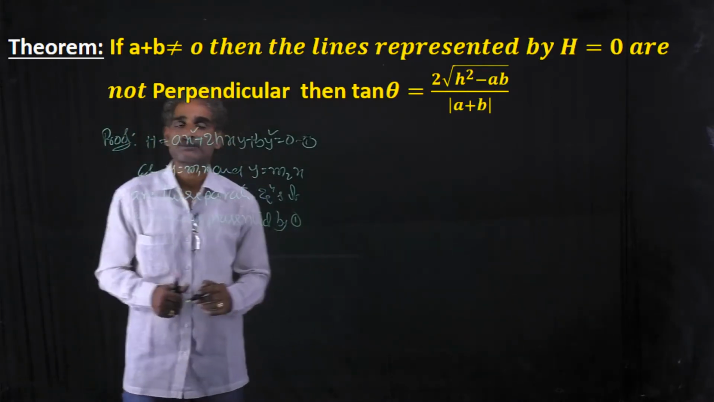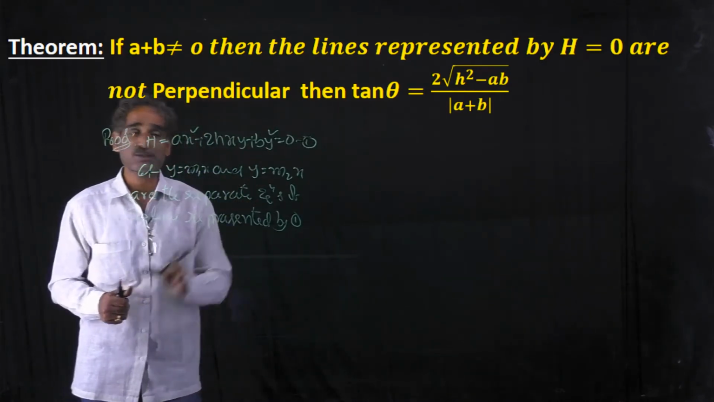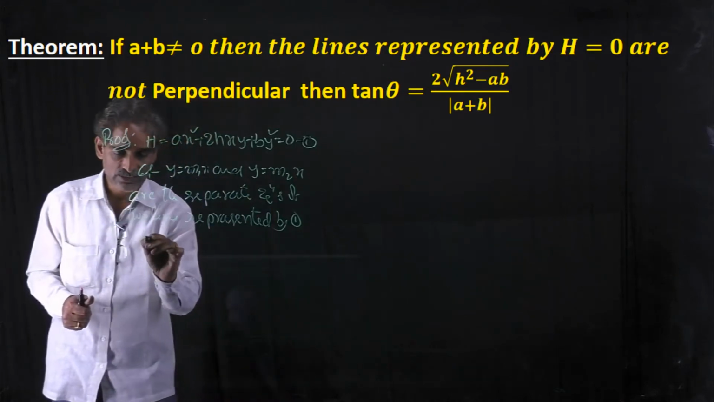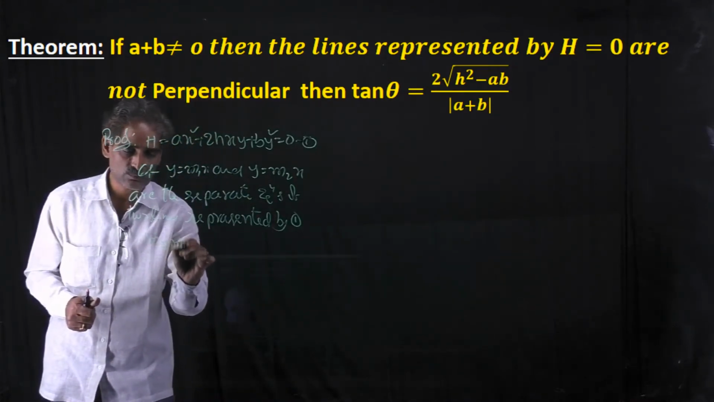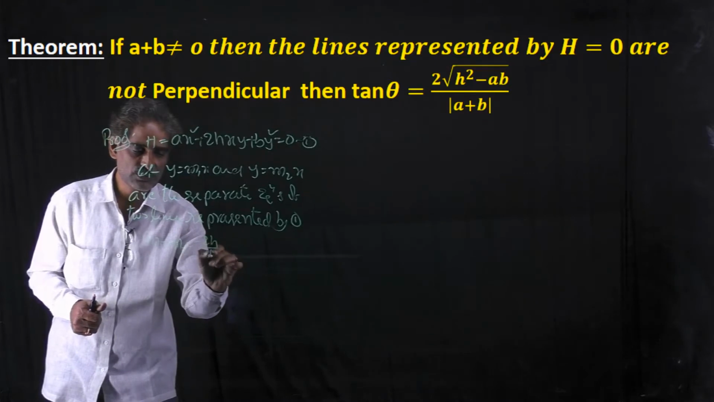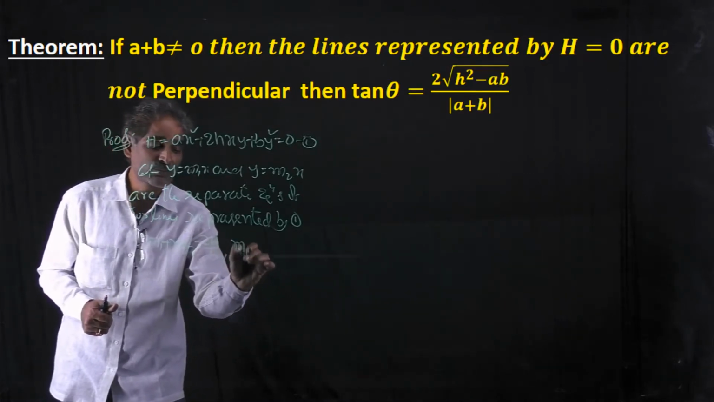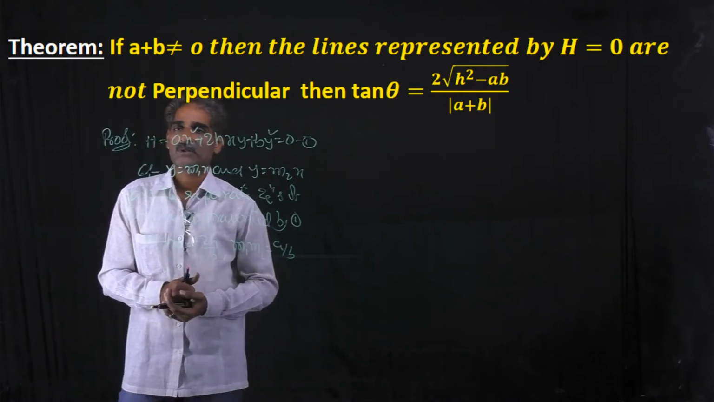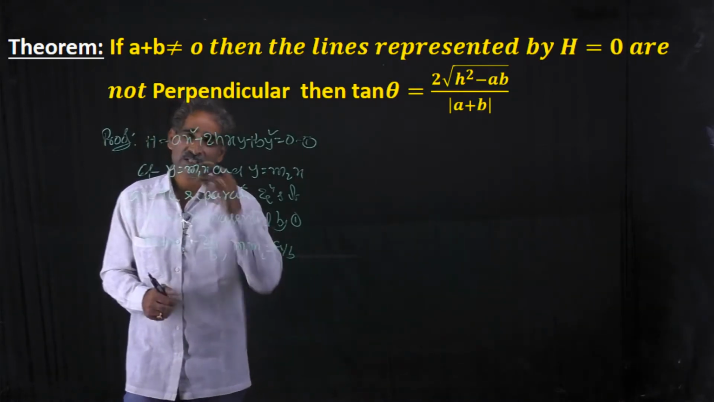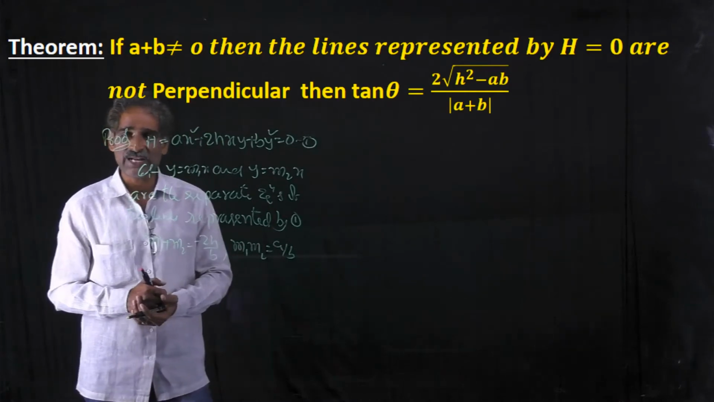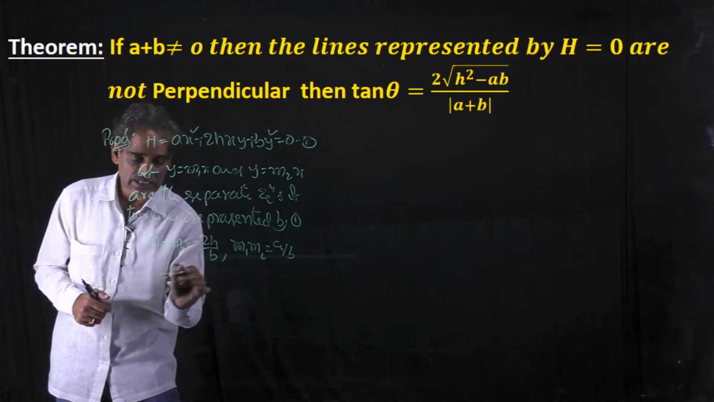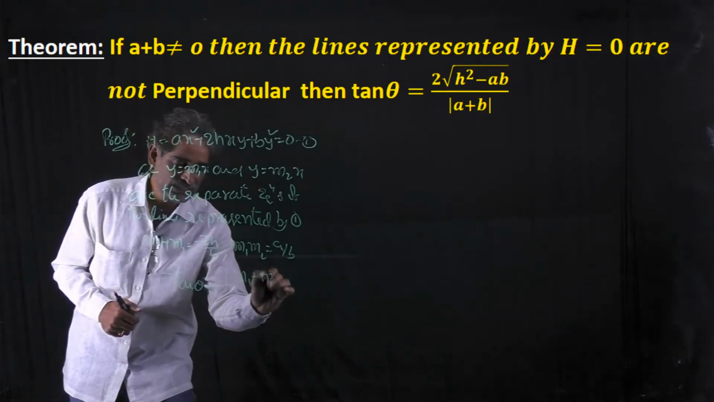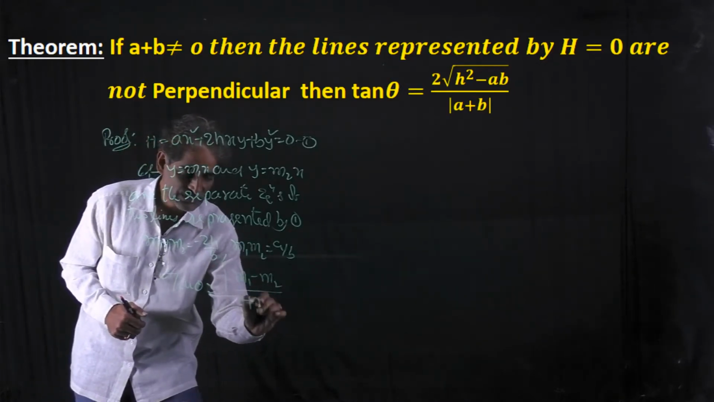So already we discussed the relation between m1 m2 and the coefficients of x square, xy, y square. You know that m1 plus m2 is equal to minus 2h by b, m1 m2 is equal to a by b. Okay, so in straight lines you know the formula for tan theta. Tan theta is equal to modulus of m1 minus m2 by 1 plus m1 m2.